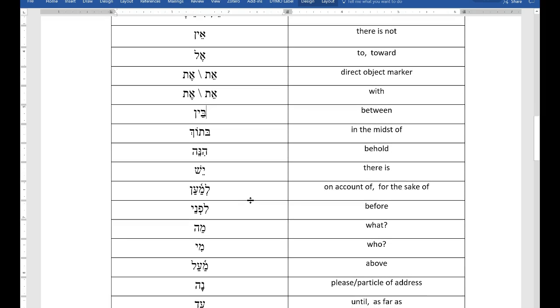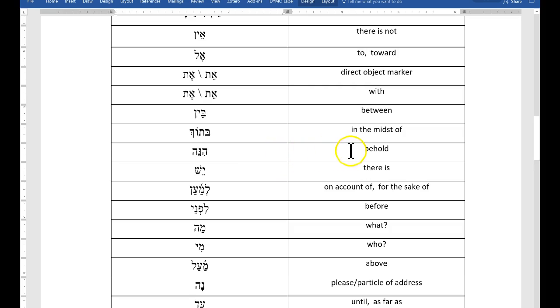Bein, we've seen bein hamayim, between, betokh, in the midst of waters, we've seen from Genesis 1. Hineh occurs a lot of places.